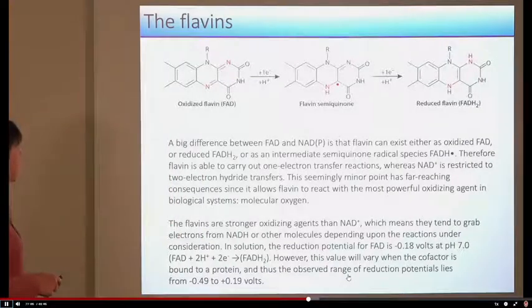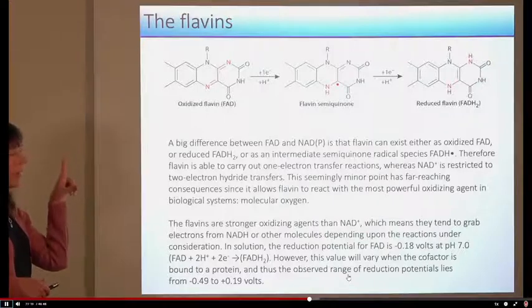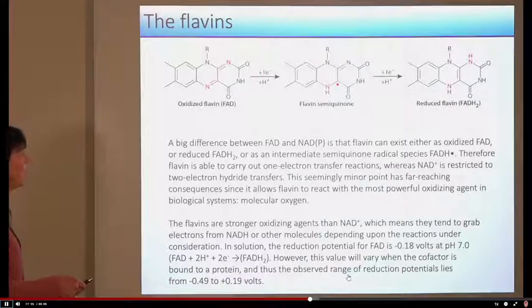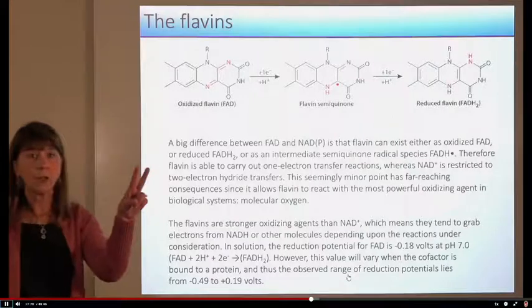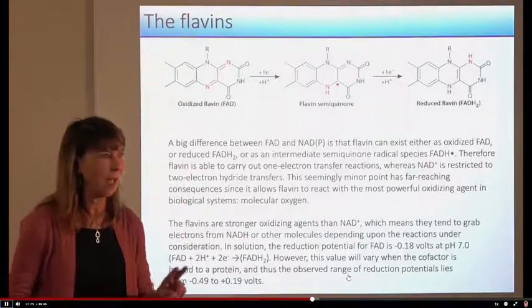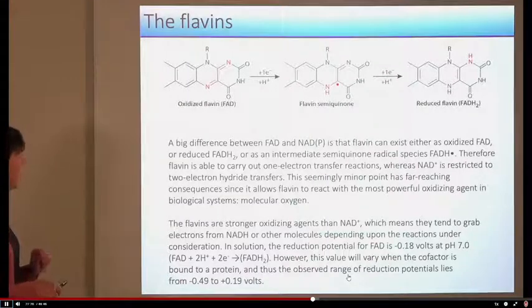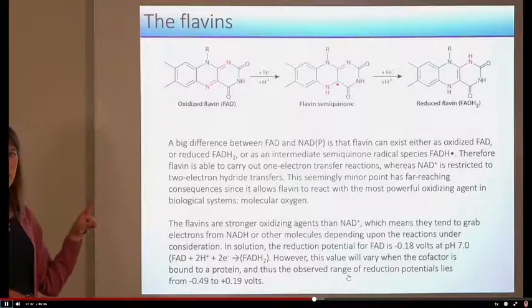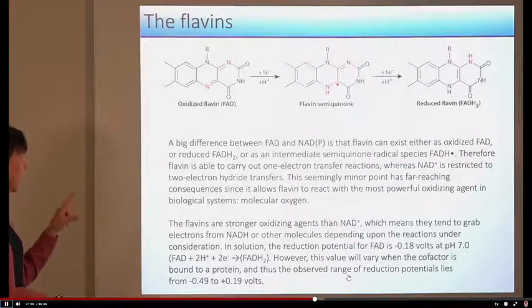So, this is the oxidized form of the flavin. This is when you have 1 electron and 1 proton that's been added, so this is a 1 electron step going on. You have the flavin semiquinone, and then you get the 2nd electron and you have the reduced flavin. So it moves 2 electrons, just like NAD does, but not as a hydride. And so this is the oxidized form, the semiquinone, and the reduced form. And this is the biggest difference, because some reactions, sometimes, you have to move 1 electron at a time. You can't do that with NAD.